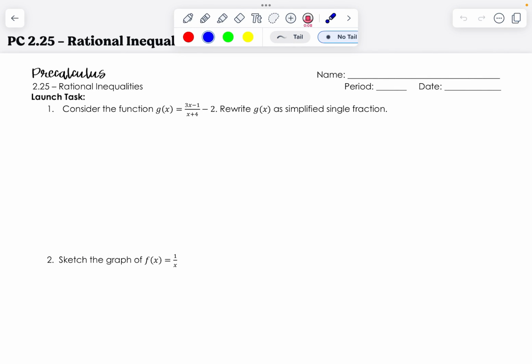All right, this is 2.25. So yesterday we looked at polynomial inequalities, and today we're going to do rational. So let's do the launch task together because we're going to need that for the notes.